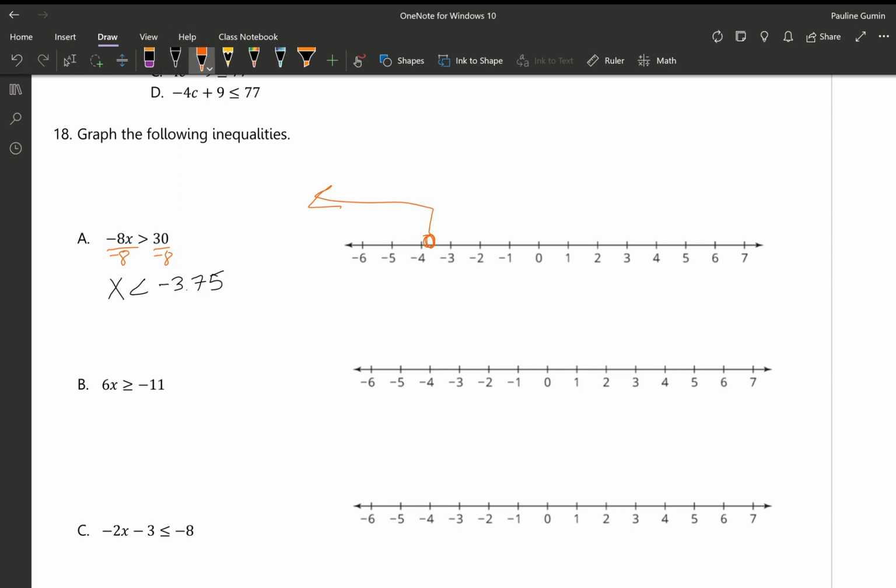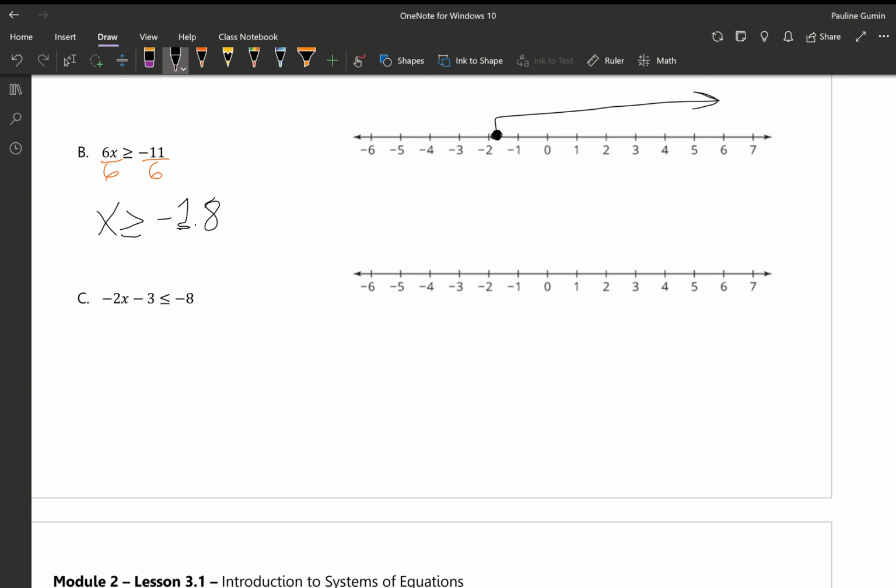All right, let's do the same thing in letter B. We're going to divide both sides by 6. Now this time we divided by a positive number, so our symbol will not change. We will still have the symbol facing the same direction. So I should have x is greater than or equal to negative 1.8. So negative 1.8 is right here. It's a filled in circle because it has an or equal to, and greater than is to the right.